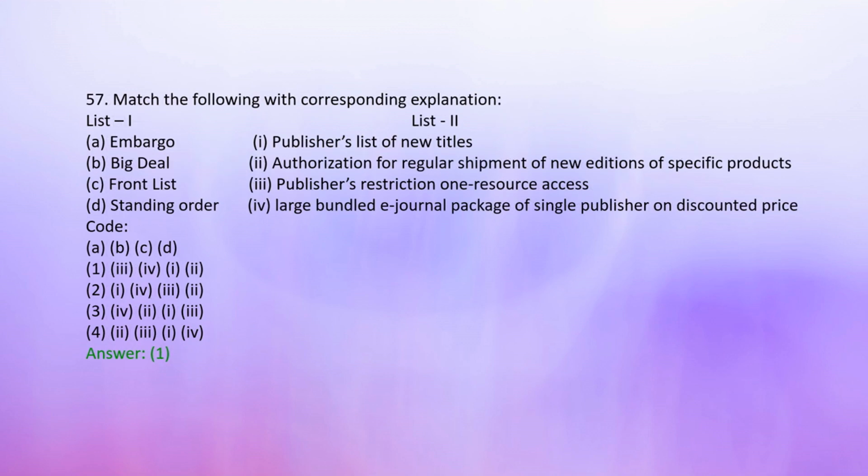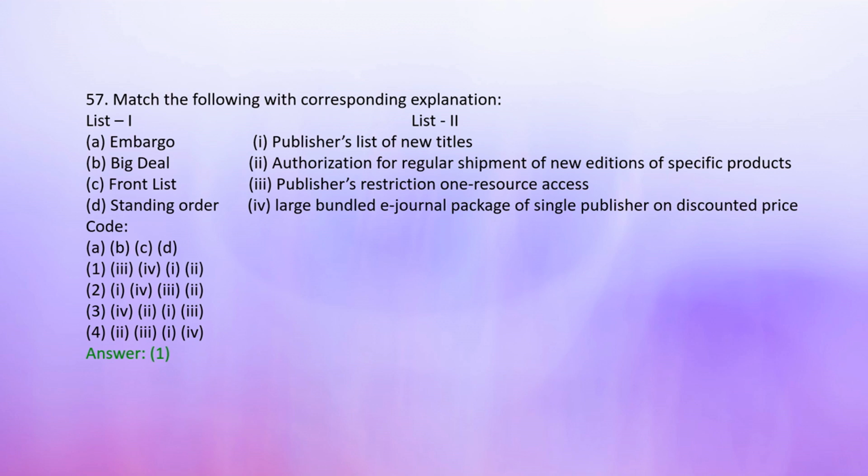Next, 57. Match the following with corresponding explanation. List 1, embargo. List 2, publishers list of new titles. List 1, big deal. List 2, authorization for regular shipment of new editions of specific products. List 1, front list. List 2, publishers restrictions of one resource access. List 1, standing order. List 2, large bundled e-journal package of single publisher on discounted price.